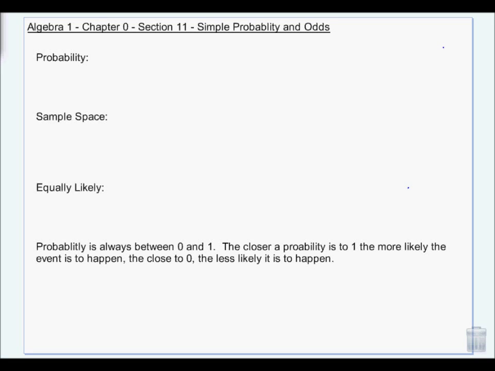Okay, so probability is how likely an event is to happen, right? But it's actually the ratio of the favorable outcomes to all possible outcomes.